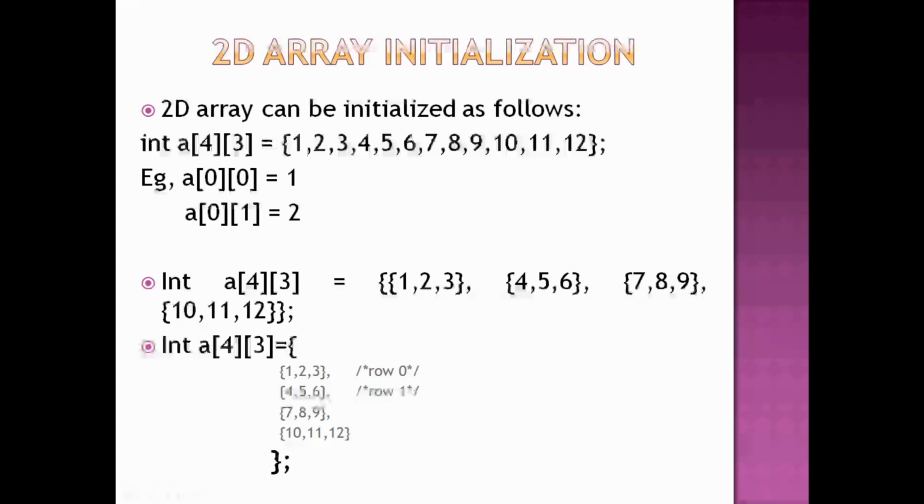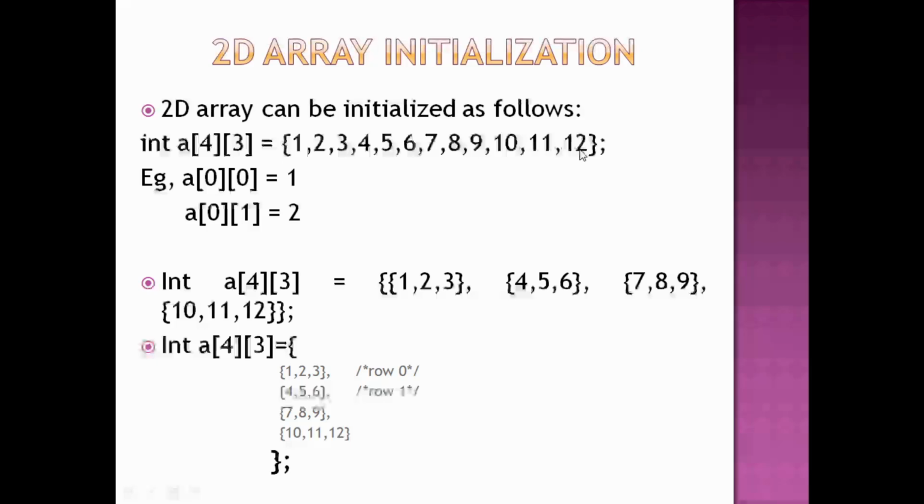So the first dimension is the rows and the second dimension is the columns. The first row will be what? 1, 2, 3. Three columns, right? So 1 2 3. The second row will be what? 4 5 6. The third row will be what? 7 8 9.